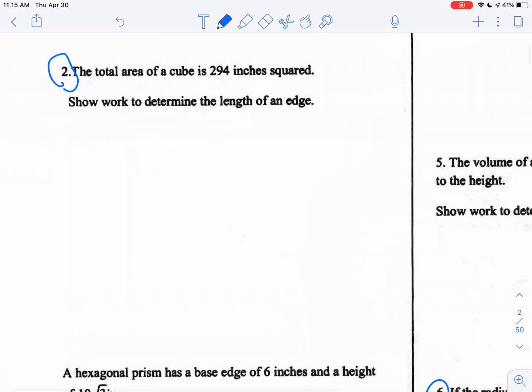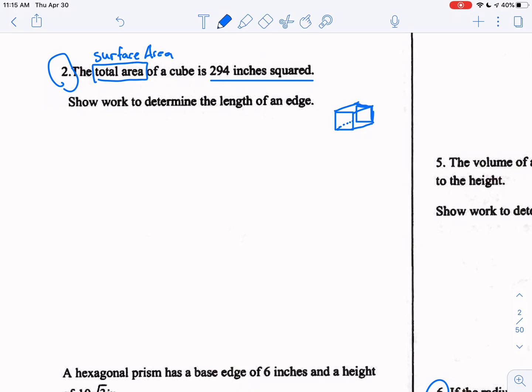The total area of a cube is 294 inches squared. Keep in mind, total area is the same as surface area, so don't get too confused by that. I have a cube. I'm going to draw a cube real quick. It's probably going to help us out. Okay, decent cube, right? Could be worse, could be better.